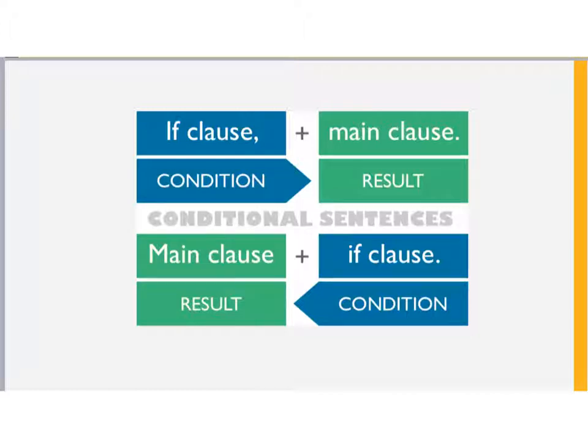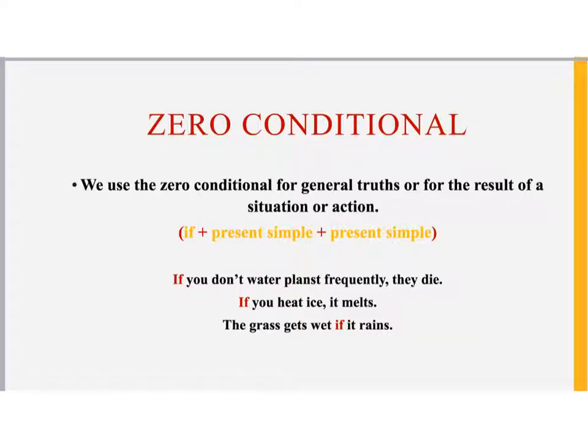There are two parts in conditional sentences: if clause and main clause. In the if clause part, you tell the condition, and in the main clause, you express the result. There are 4 different types of conditionals. Let's start with zero conditional.